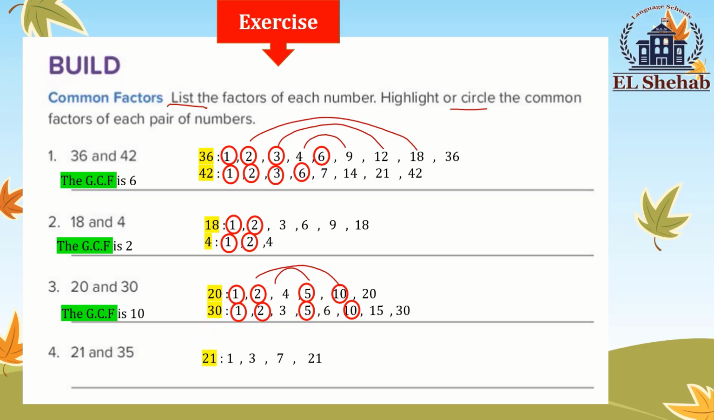21. What are the factors of 21? 1 and 21 and 3 times 7. And for 35, 1 and 35, 5 times 7. What is the common here? 1 and 7, and of course the greatest is the 7.